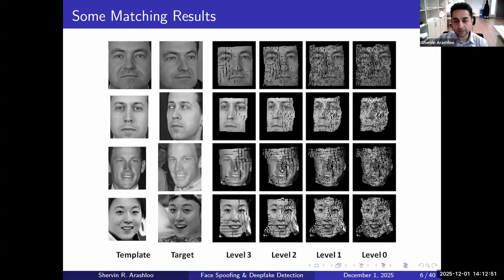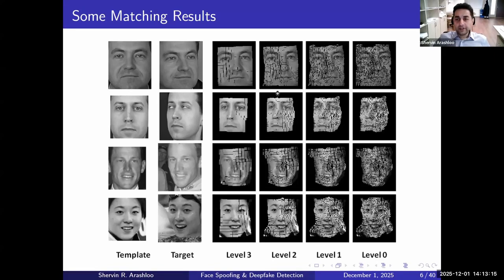So we perform this matching in 4 levels, starting from level 3, 8 by 8 blocks, and then iteratively we go finer and finer in resolution until we reach the pixel level resolution. So at the end of the day, for each pixel, we obtain a corresponding pixel in the second image.